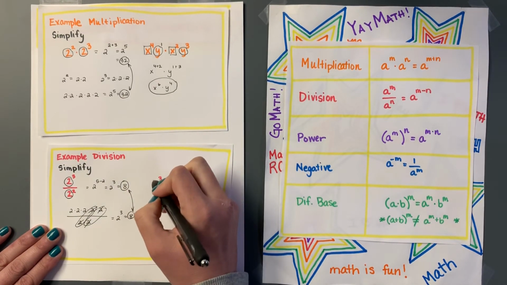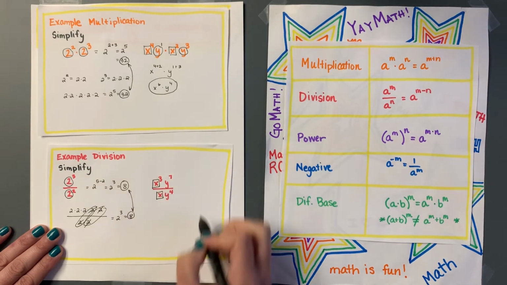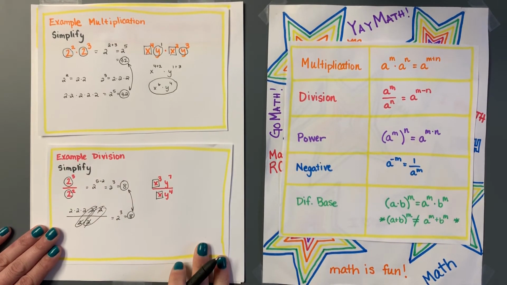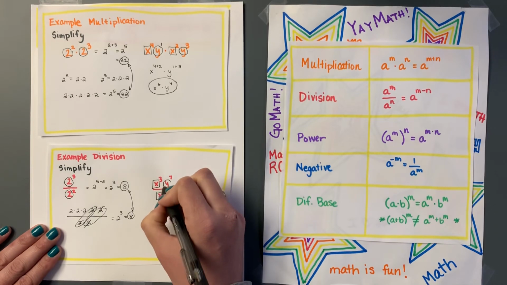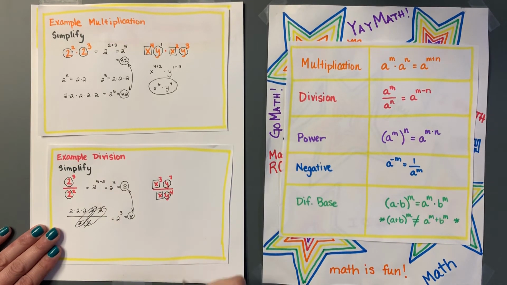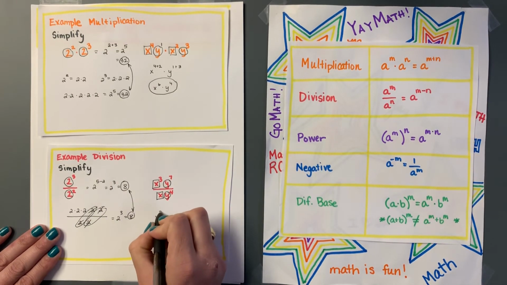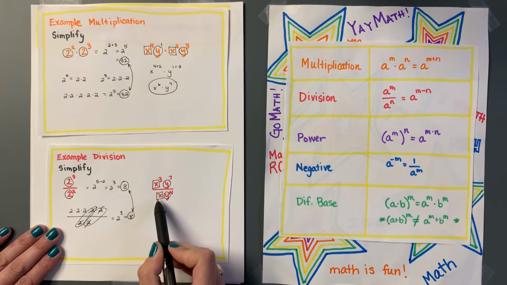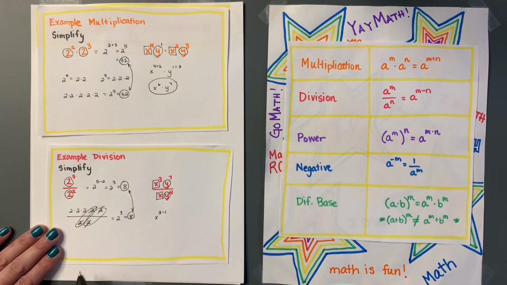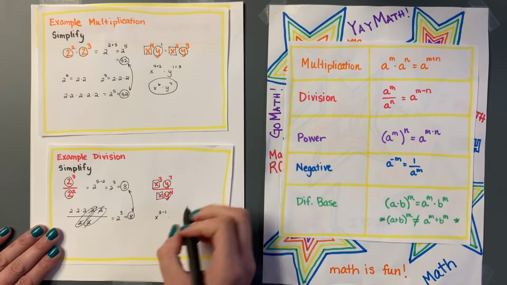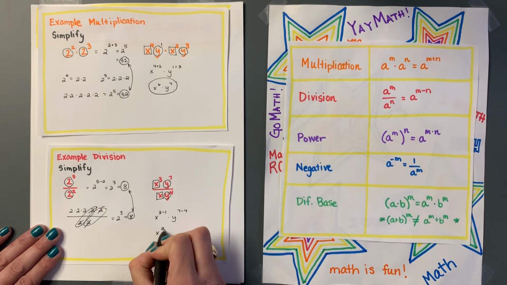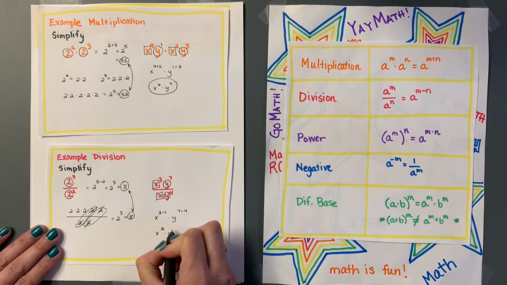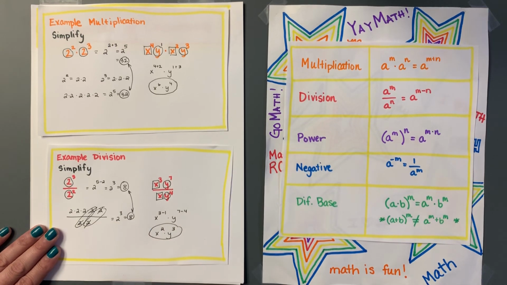Let's go over here and use this. Again, I have 2 different bases. So I have x cubed y to the 7th divided by x times y to the 4th. So x and x are the same, y and y are the same. So this is going to become x to the 3 minus 1. Remember, this x doesn't have an exponent, so it's implied as 1, times y to the 7 minus 4. So this is x squared times y cubed. And there we go.